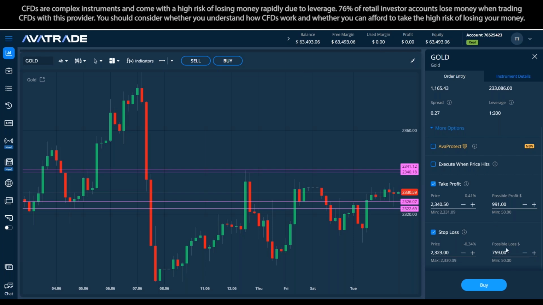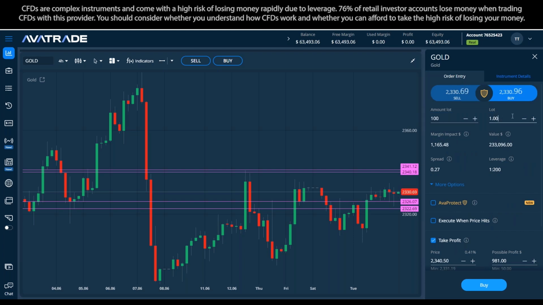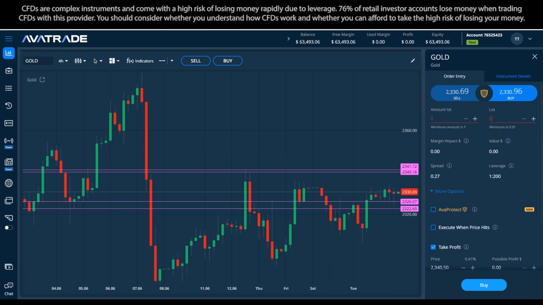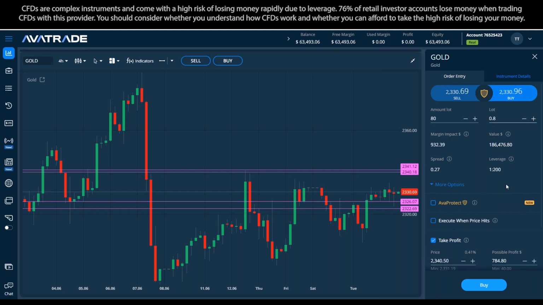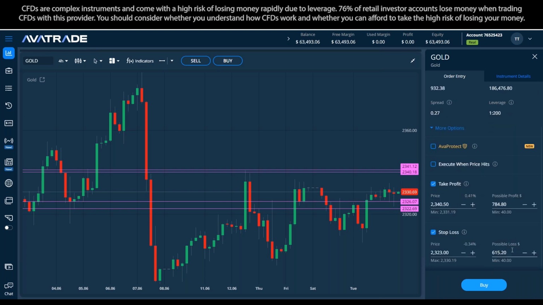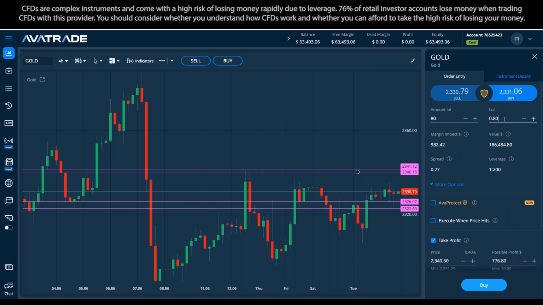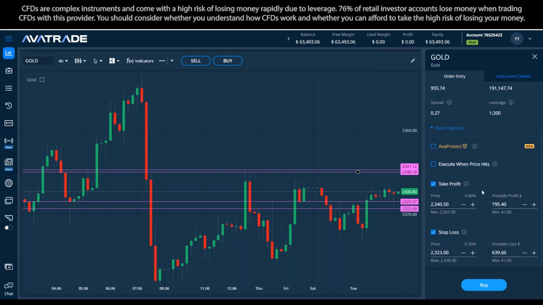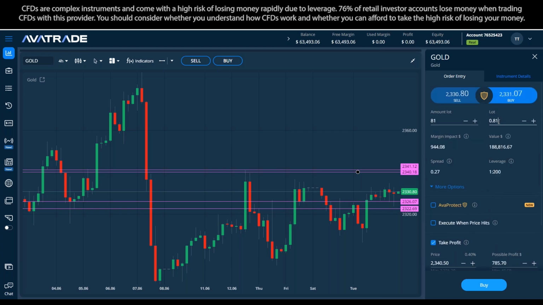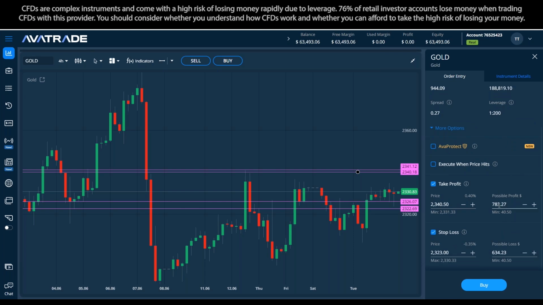I can be as exact with that as I want. I can come here and say 0.8 and see where that takes me. That's 615 possible loss. That's below 1% risk while trying to make over 1% profit. I can zero in as acutely as I want on the amount of risk compared to profit that I'm looking for. Now that the risk management side of things has been calculated, possible profit almost $800, possible loss 634 or so, now I can make my move.